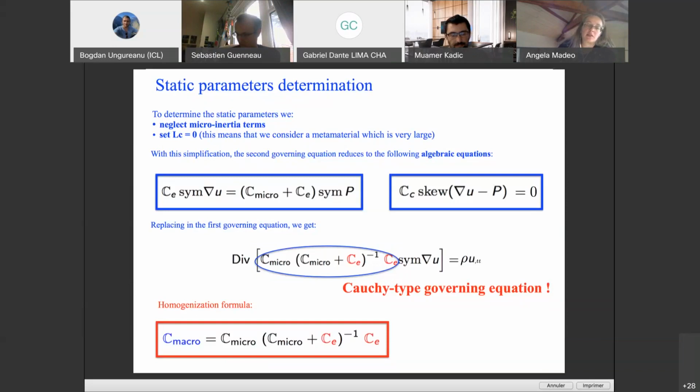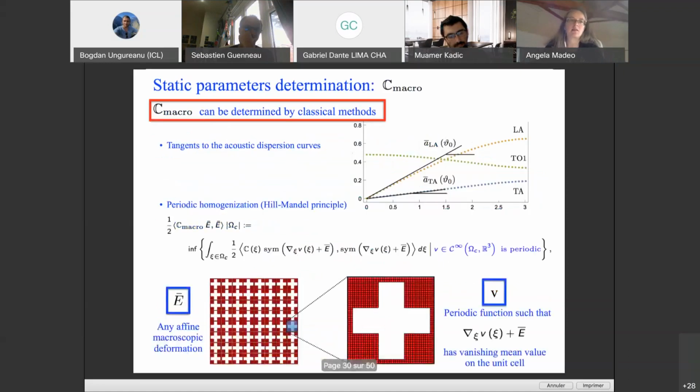The advantage is that now the C macro we can compute. We have a way to compute it with standard mechanical tests. So I will say in a while, but this is known by standard mechanical tests. We introduced some way to estimate the C micro, I will tell later. It means that via this formula, the CE is automatically determined.